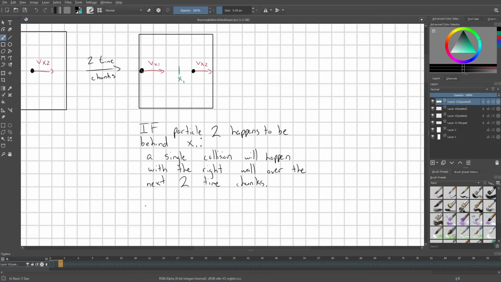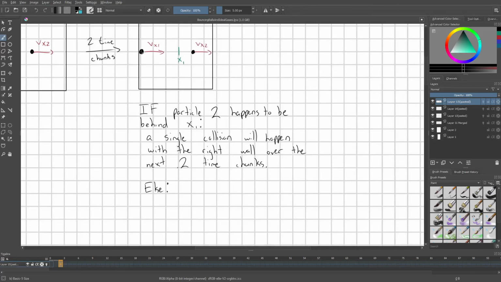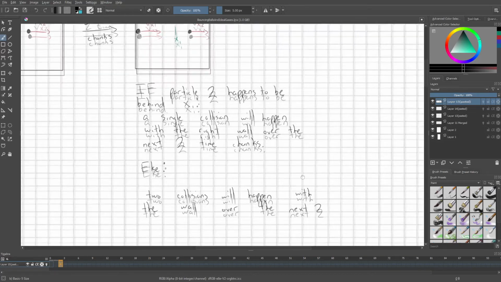And if not, let's just say else. So if it's past x1, two collisions will happen with the right wall over the next two time chunks.